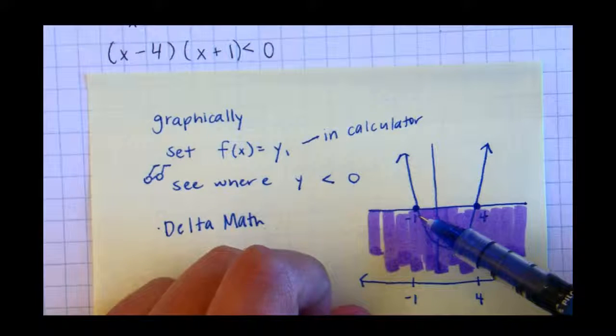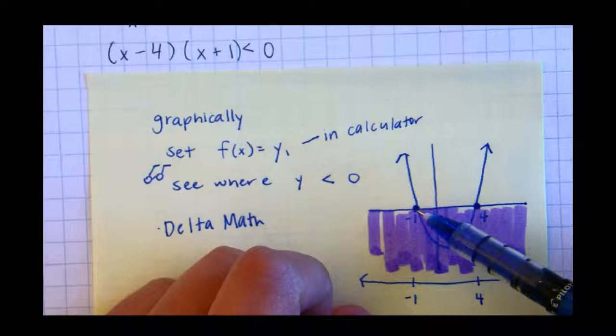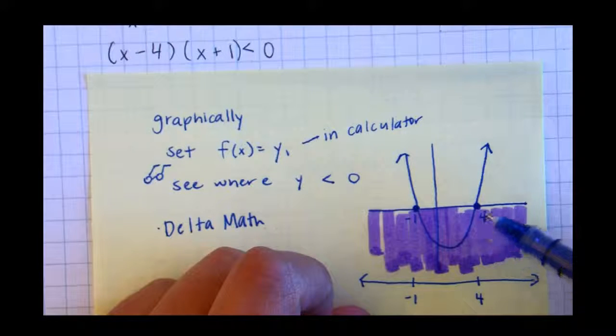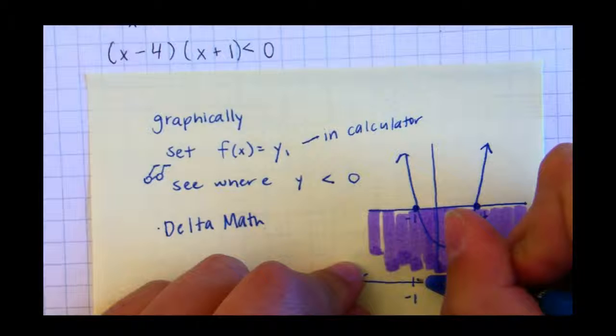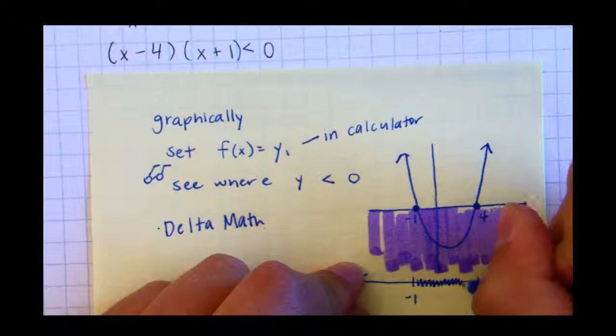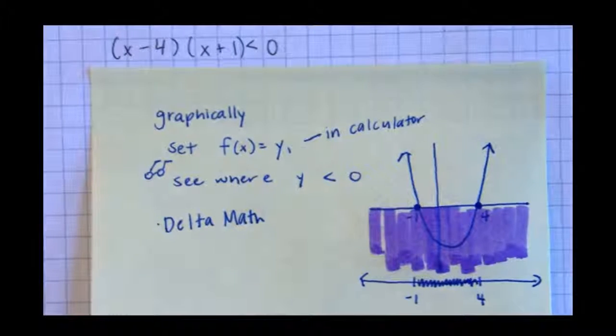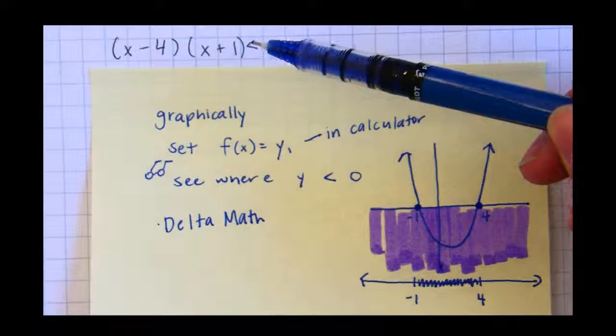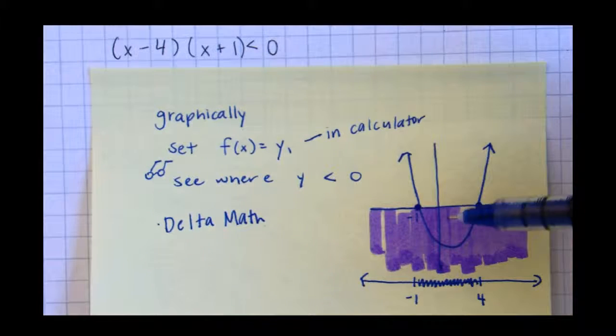And you'll notice that that falls in between my x value of negative 1 and my x value of 4. So my solutions are everywhere in between those two values. The last thing I've got to ask myself is, are those two values included? So can x equal negative 1 and equal a positive 4?